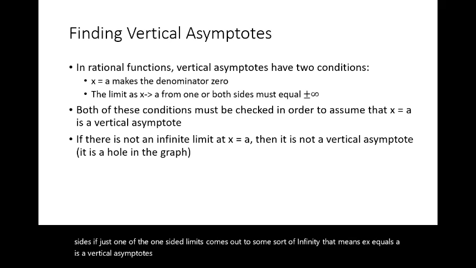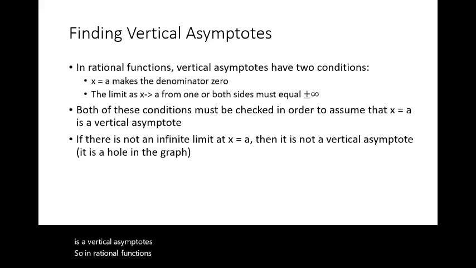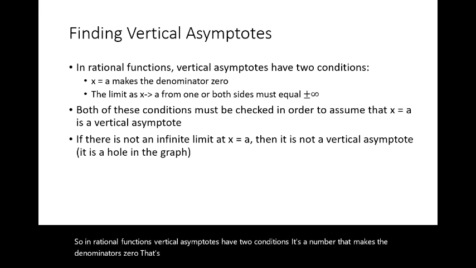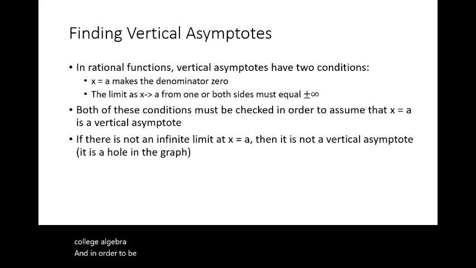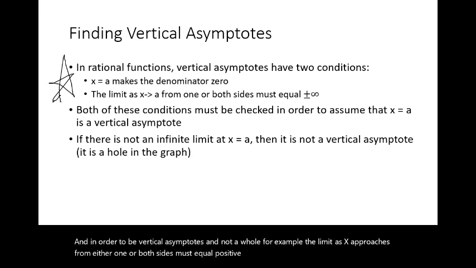So in rational functions, vertical asymptotes have two conditions. It's a number that makes the denominator 0. That's how you first learned how to find vertical asymptotes back in pre-calc and college algebra. And in order to be a vertical asymptote and not a hole, for example, the limit as x approaches a from either one or both sides must equal positive or negative infinity. So write down those two conditions because you're going to use them a lot.